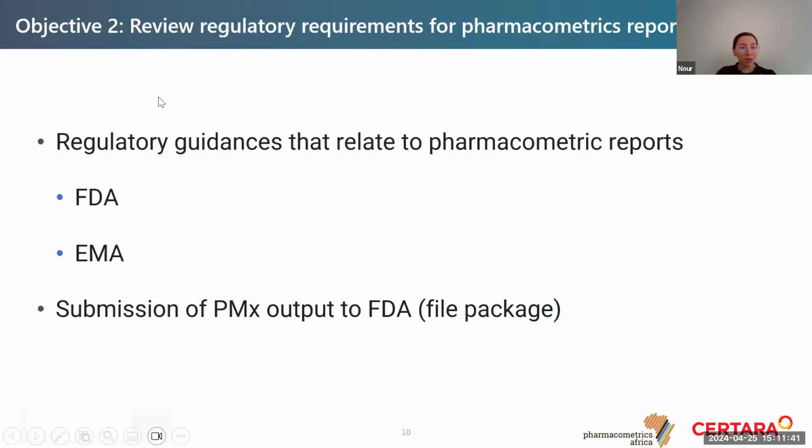For now, let's switch to the second recording, or the second presentation, which was about the review of regulatory requirements for pharmacometrics reports. You know, this regulatory aspect is very important. So the guidance that relates to pharmacometric reports was from FDA and EMA, and they also talked about submission of pharmacometrics output to FDA.